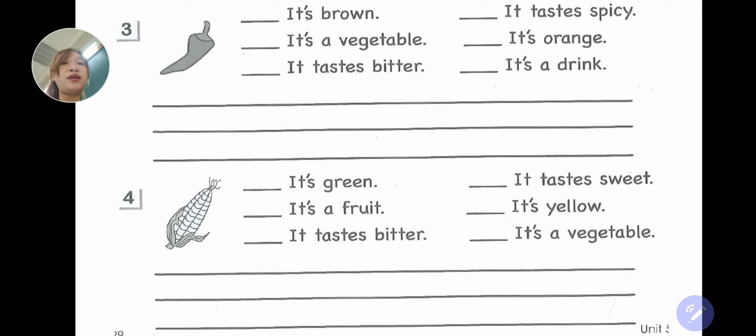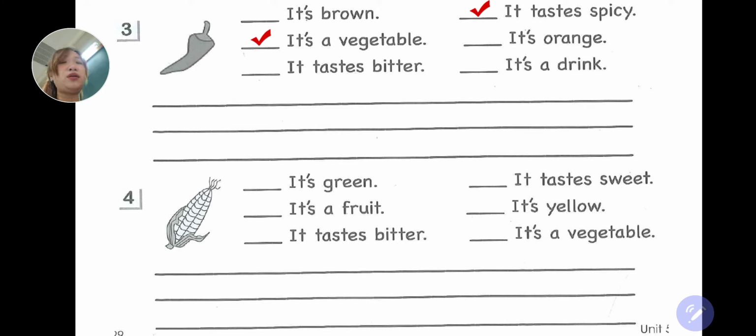那我们看到 number three. Okay, it's brown? No. It's a vegetable? Yes. Also, it tastes spicy? Yes. It's a vegetable? Yes. It's orange? No. It tastes bitter? No. It's a drink? No. So please copy down the two sentences as below, okay?